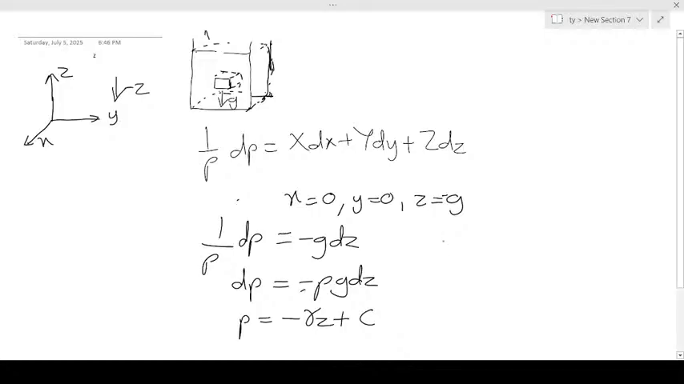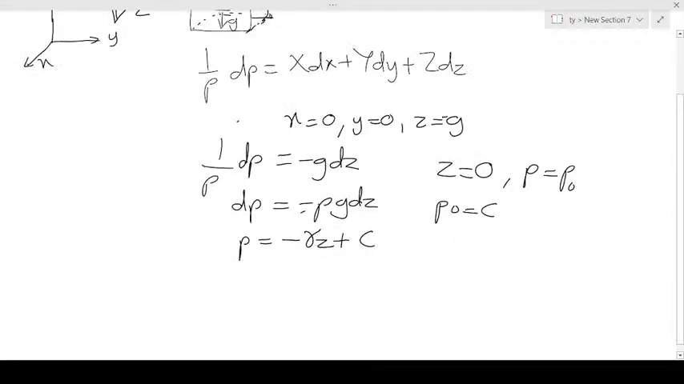surface of a fluid, the z is 0 because the distance moved at this surface, the distance moved in this z direction, is 0, and at that distance we can say our pressure is equal to P naught, which is an external pressure. So now if we substitute this into the formula, we have P naught equals C. So that means now our formula becomes P is equal to minus gamma z plus P naught.